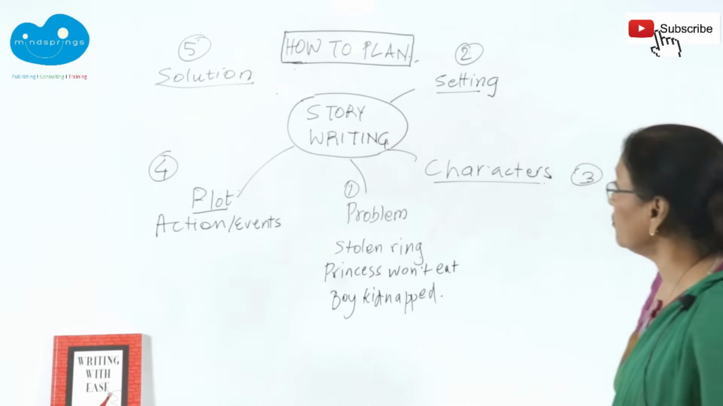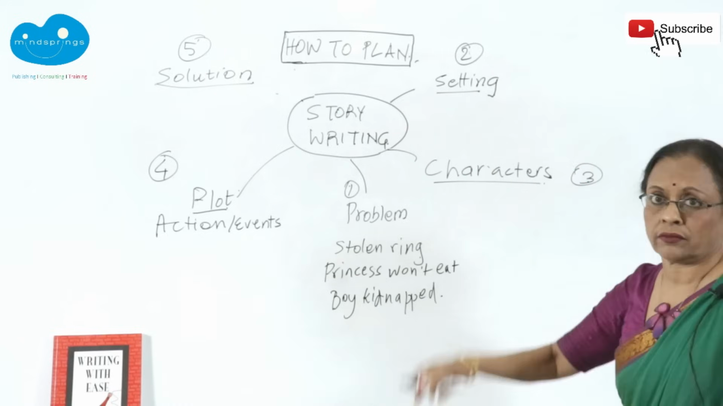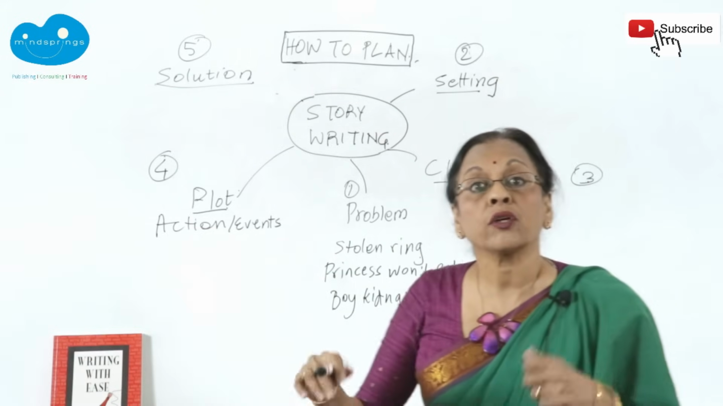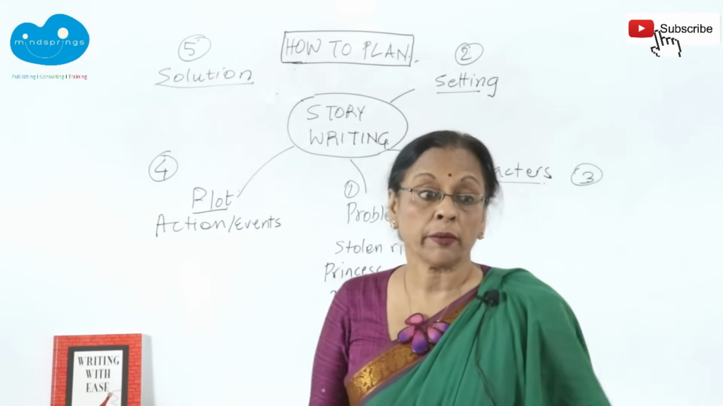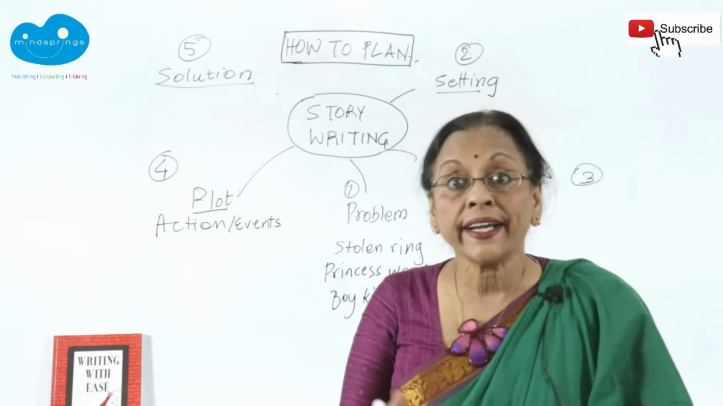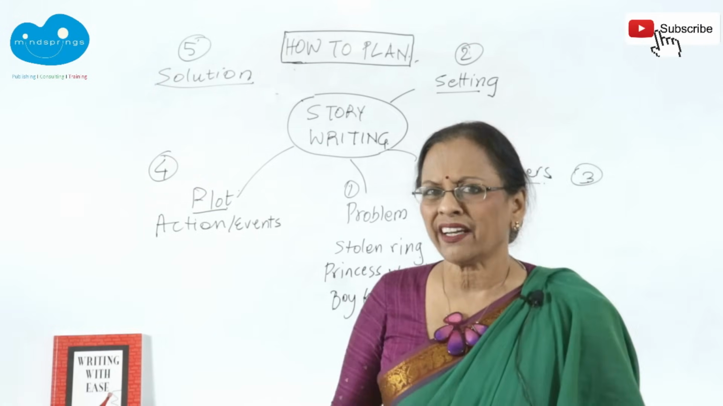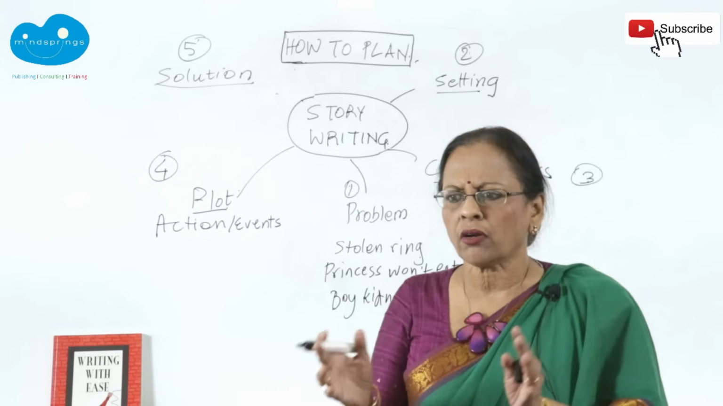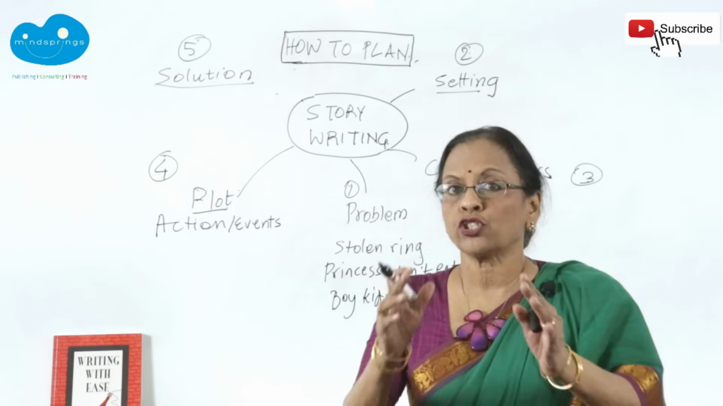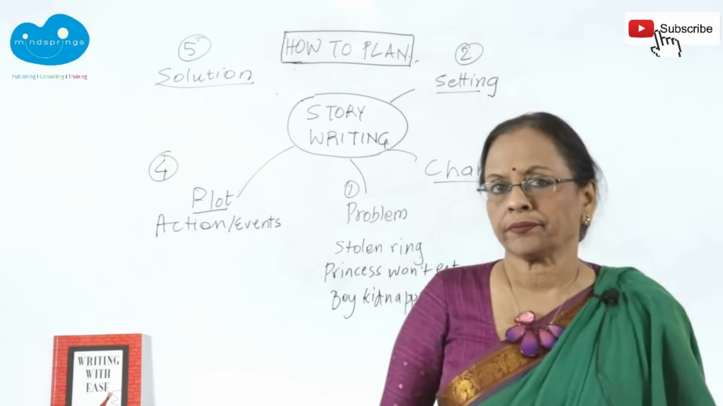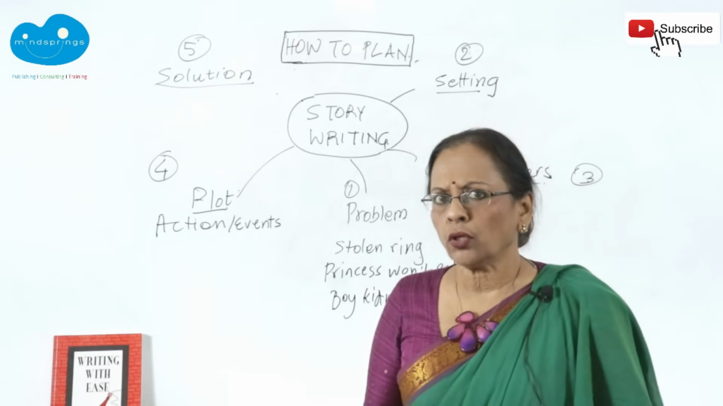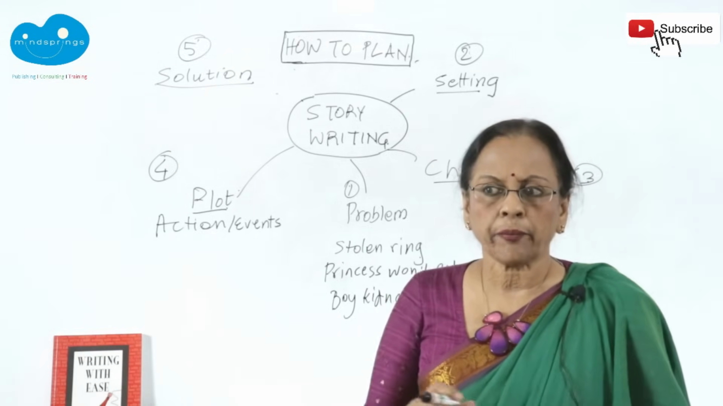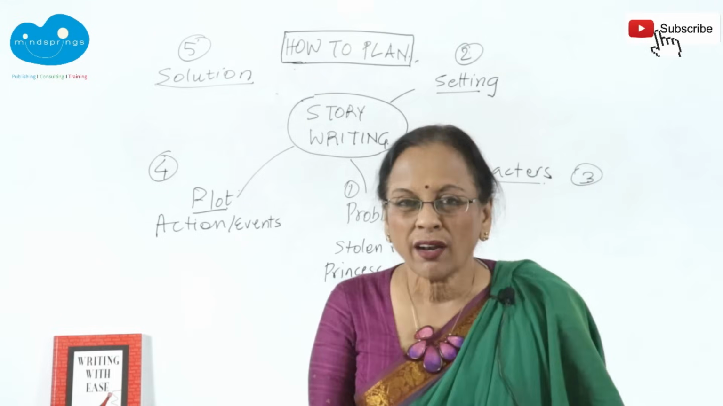So what's the second one I have on my list? Second one is setting. So I want to know from where the ring was stolen. Where did they kidnap the boy from? Or why did they kidnap the boy? We have got many ways like that. So depending upon why and where and all these questions, you will have to think of the setting. Was the boy kidnapped from school? Did they kidnap him when he was in the mall?